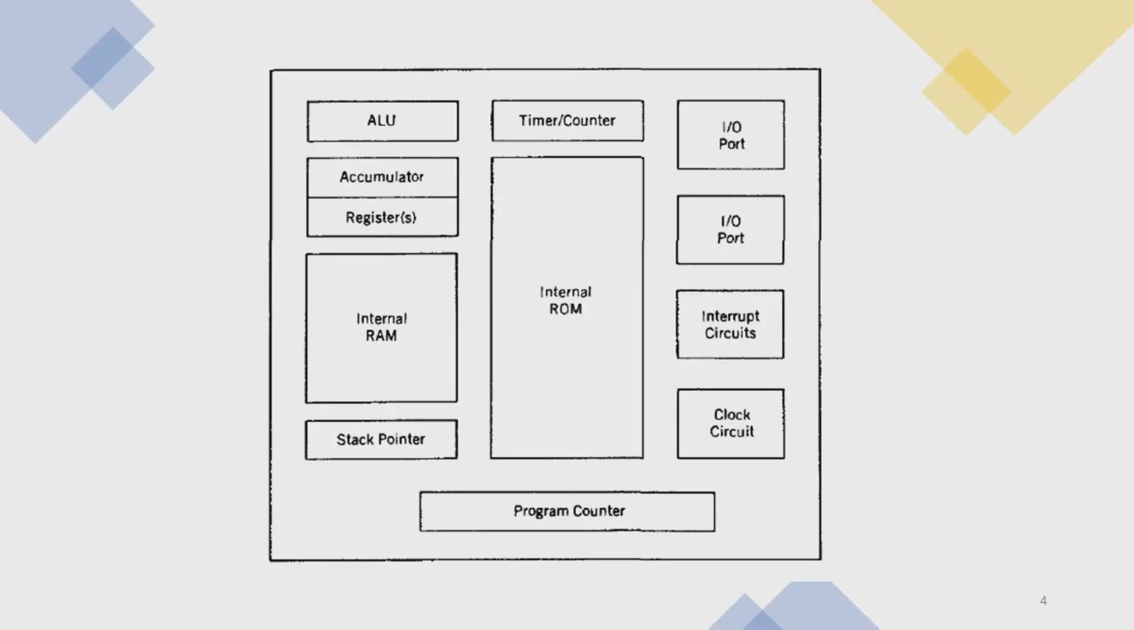This block diagram shows the special features of the microcontroller. These are all the blocks which are inbuilt together within the microcontroller chip: arithmetic logic unit and mainly the accumulator and special function registers, then internal random access memory and the stack pointer, internal read-only memory and various timers and counters and the program counter, and all the clock circuits, interrupt circuit and input-output port. All these blocks are inbuilt together in a single chip.